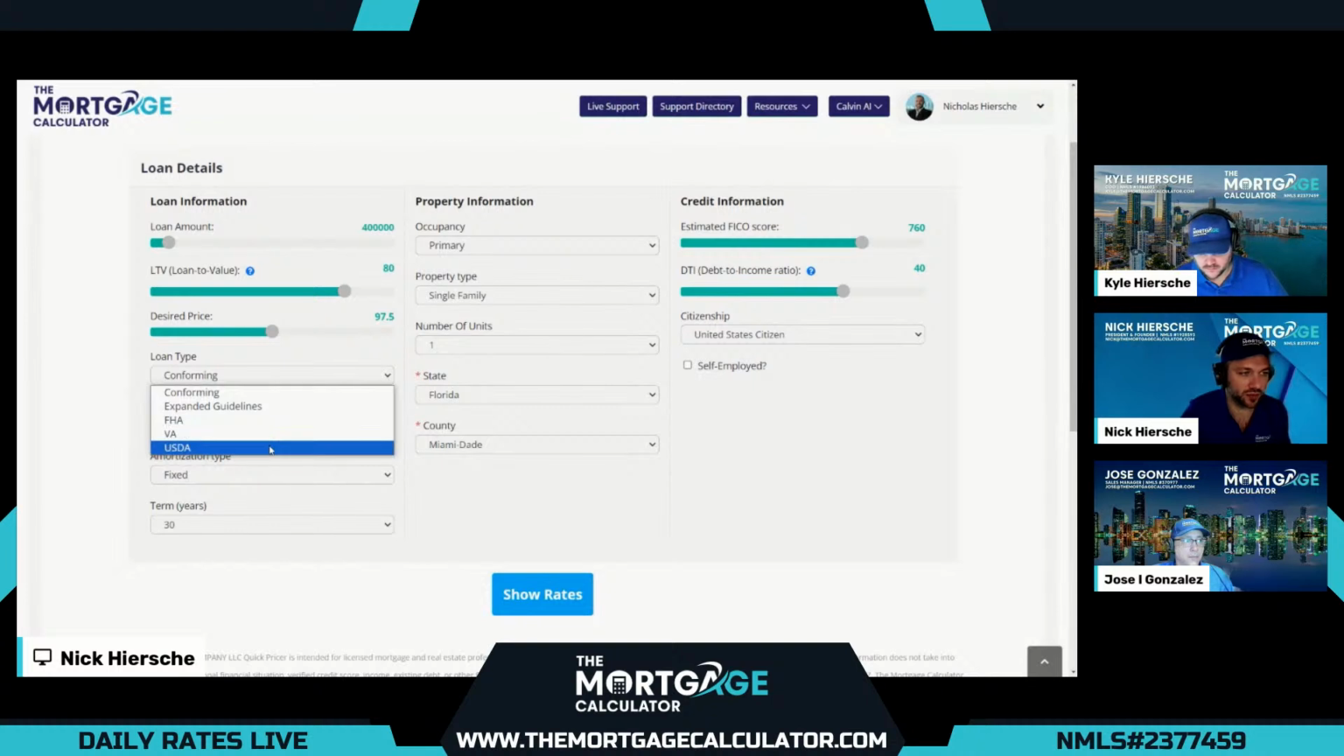We also have VA and USDA. VA is only for eligible vets and active service members. If you are, just let us know. We can quote it. And USDA is only for eligible properties. Same thing. If you're looking in those areas, just let us know. We can quote it. No problem.